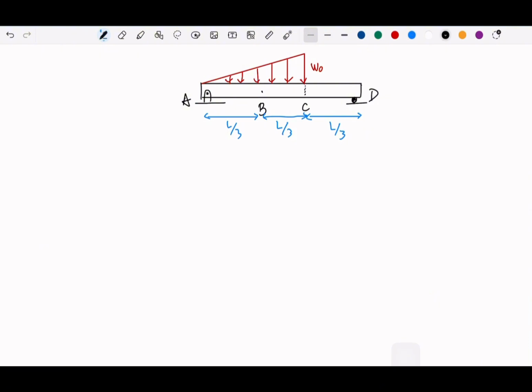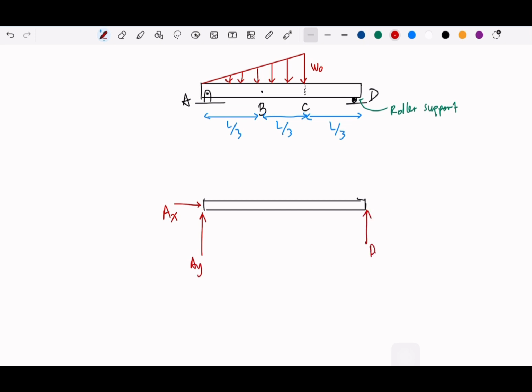So we have a roller support in D. This is a roller support, which means that if we want to make the diagram, for A we have AX and AY, and for D we have only DY. And then let me make another triangle here, just to give you an idea that we have a distribution here, but I will write the final resultant for this triangle.